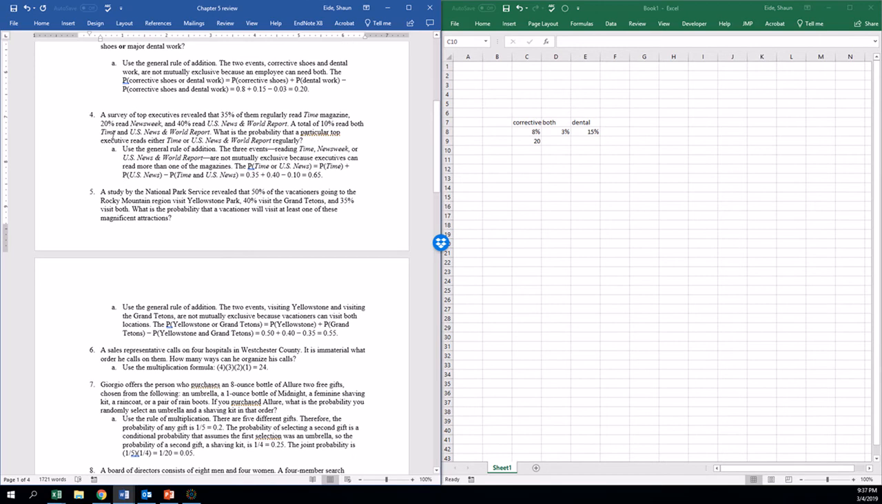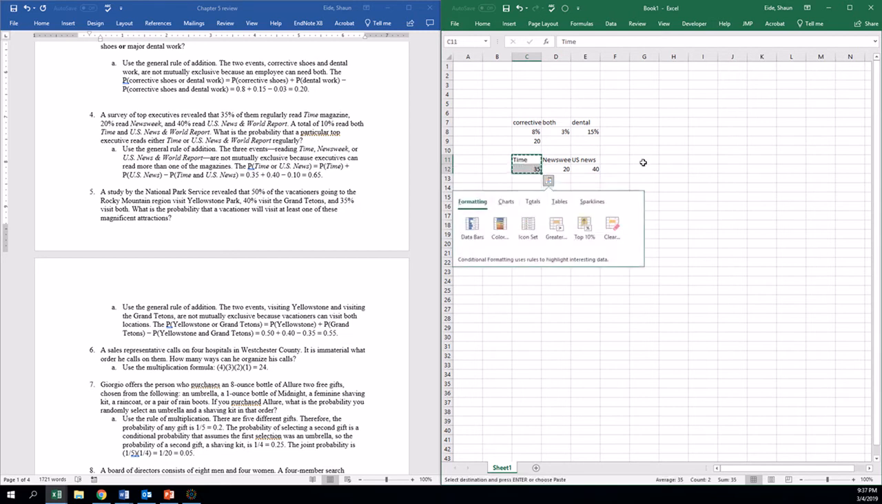So let's go on to number 4. A survey of top news executives revealed that 35% of them regularly read Time magazine, 20% read Newsweek, 40% read U.S. News and World Report, a total of 10% read both Time and U.S. News and World Report. What is the probability that a particular top executive reads either Time or U.S. News and World Report? So same exact thing. We do Time, which is 35, or Newsweek, which is 20, and then U.S. News, which is 40, and a total of 10% read both Time and U.S. News and World Report.